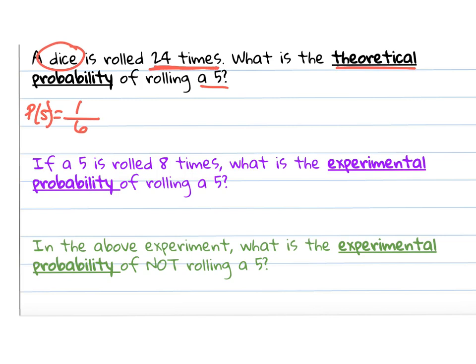If it were theoretically 1 in 6, you could say I would get 1/6 of 24, right? Times 4 there. So that should be 4 24ths. We'd think that I'm going to get it 4 times because the probability is 1/6.